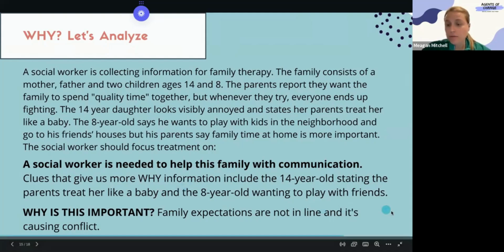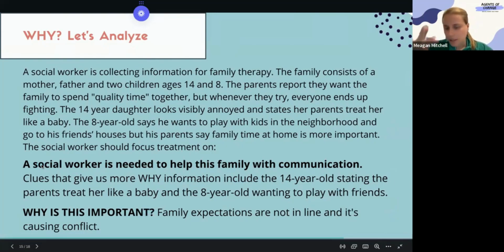And why is this information important? Why are they here to see us? Because like I said, there's some sort of communication breakdown. Expectations, they're not on the same page. That's mostly why people come to family therapy. Not on the same page, want to have family time that's quality, and it works for everyone.